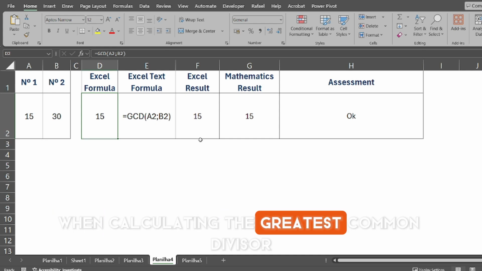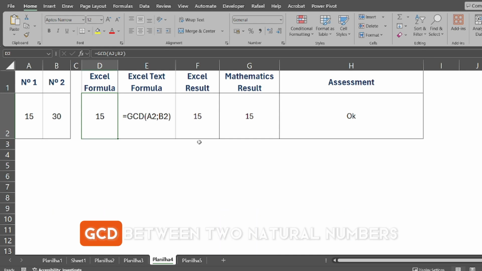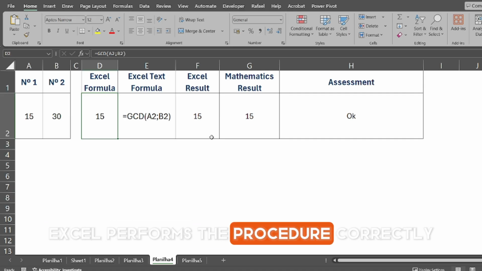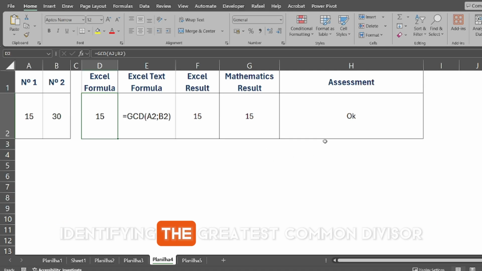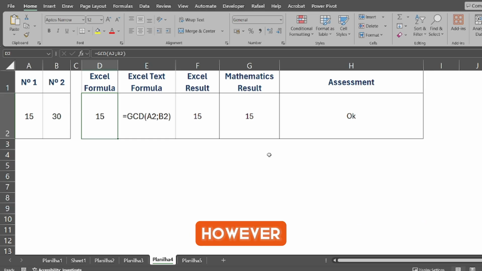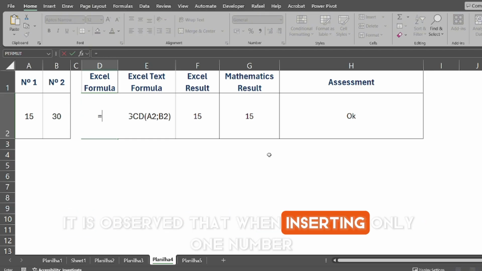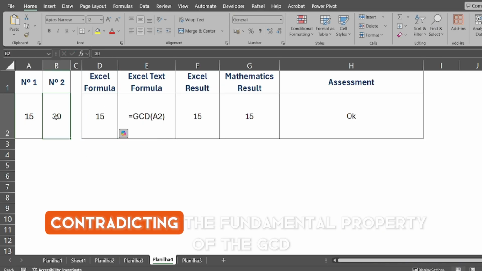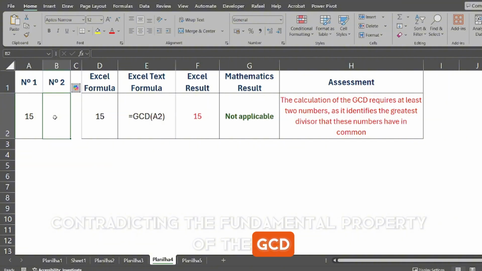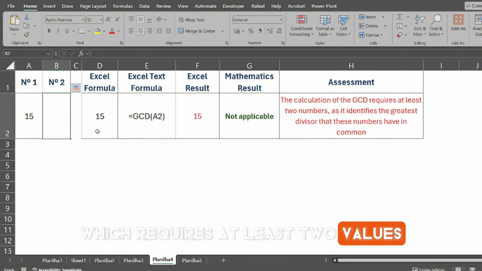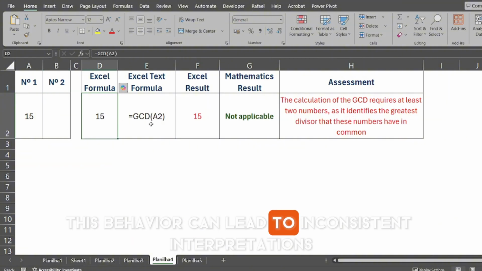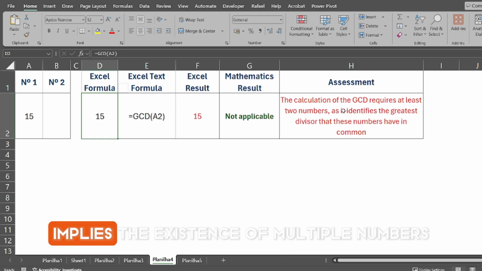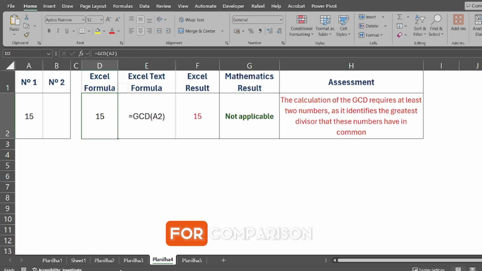When calculating the greatest common divisor, GCD, between two natural numbers, Excel performs the procedure correctly, identifying the greatest common divisor. However, it is observed that when inserting only one number, the function still returns a result, contradicting the fundamental property of the GCD, which requires at least two values. This behavior can lead to inconsistent interpretations, as the term common itself implies the existence of multiple numbers for comparison.